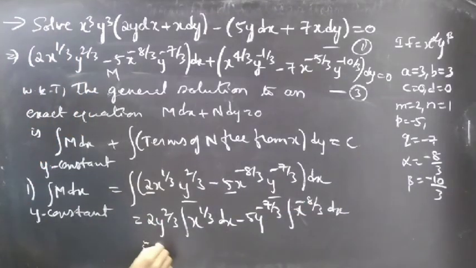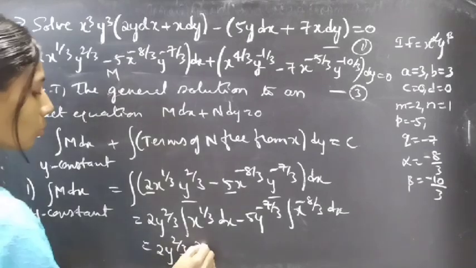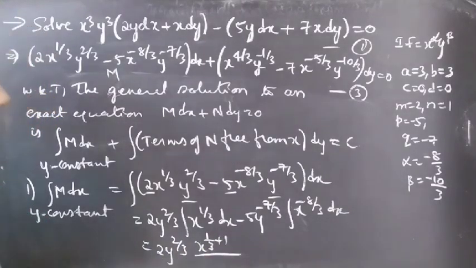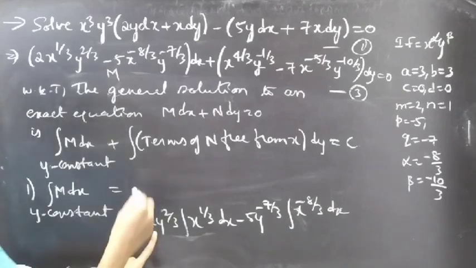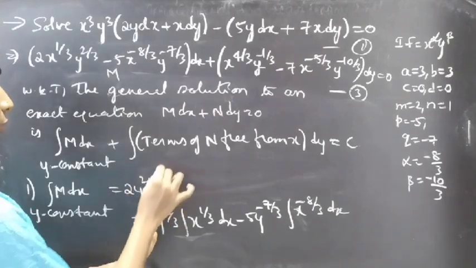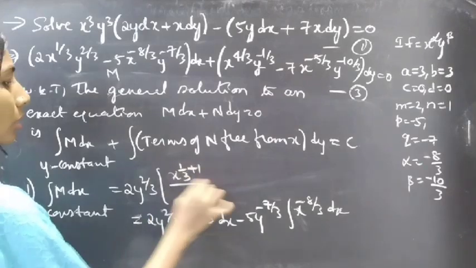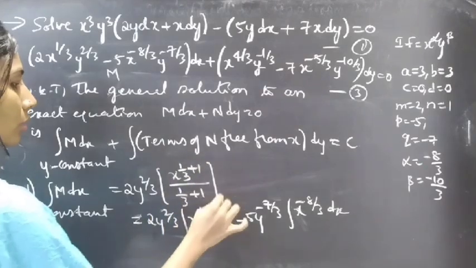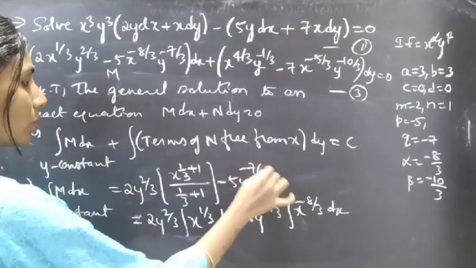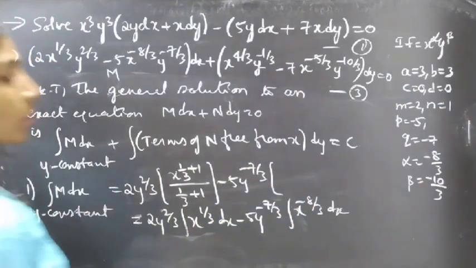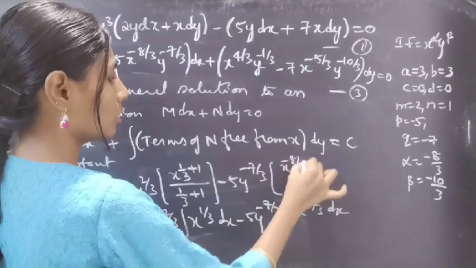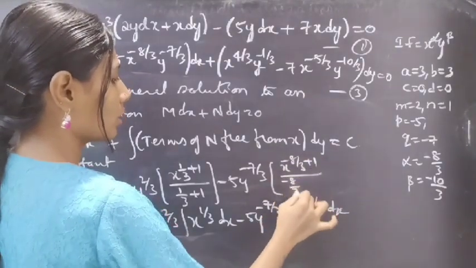This gives us 2 y power 2 by 3 into integral x power 1 by 3 dx, which is x power 1 by 3 plus 1 by 1 by 3 plus 1. I'll write it again. This becomes 2 y power 2 by 3 into x power 1 by 3 plus 1 by 1 by 3 plus 1, minus 5 y power minus 7 by 3 into integral x power minus 8 by 3, which is x power minus 8 by 3 plus 1 by minus 8 by 3 plus 1.